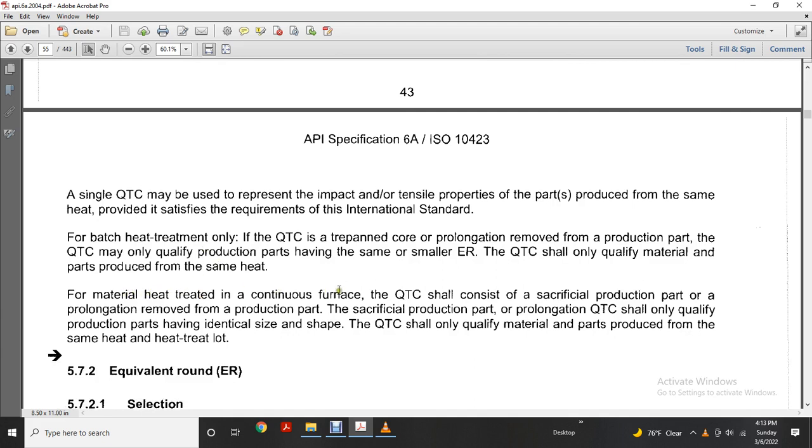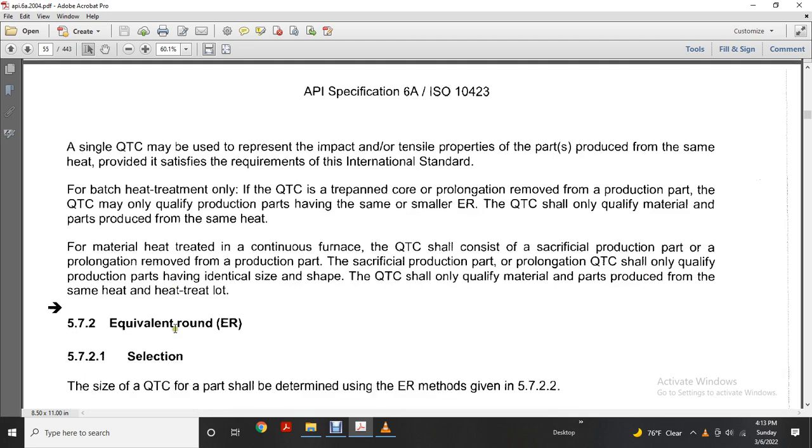For material heat treated in a continuous furnace, the qualification test coupon shall be considered a sacrificial production part with the prolongation removed from the production part. A sacrificial production part or prolongation qualification test coupon shall only qualify production parts of identical size and shape. A qualification test coupon shall only qualify material parts produced through the same heat and heat treat lot.